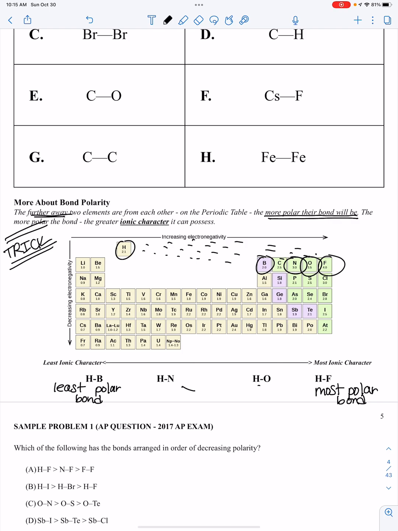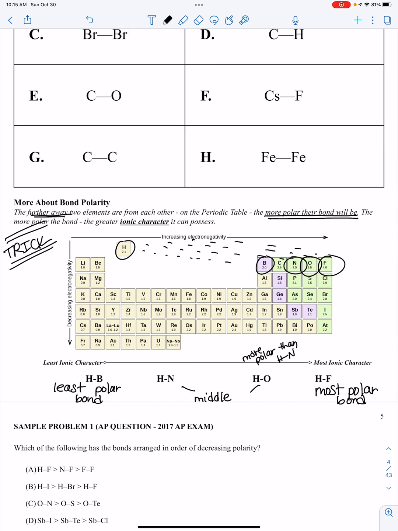And then we have these ones that are in the middle. I would say this is more polar than HN, and that's all I could say. Maybe even less polar than HF, but that's how we're going to do this. That's a nice little trick for us. We only have the periodic table in front of us. The further two elements are from each other on the periodic table, especially if I have a bond that has one of the same element, the further away they are, the more polar they're going to be, right?